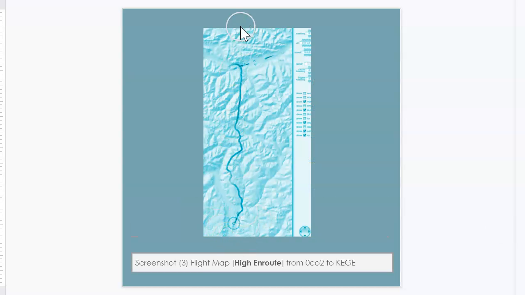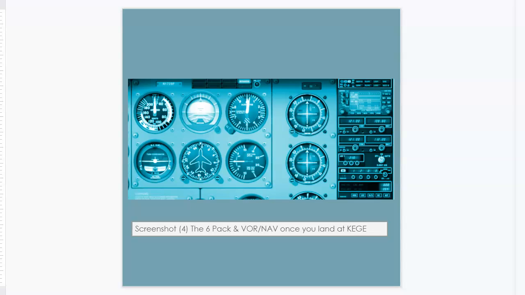Then at the end of it, you're going to land. So you will take a screenshot that shows where you started from and where you landed. You should see the whole flight. If you crash at the end, it erases this data and you'll have to do it again. This is also the high en route map. When you land, you need to take a screenshot of your six-pack and your VOR nav settings, and this tells me for sure that you're not flying and that you're on the ground.